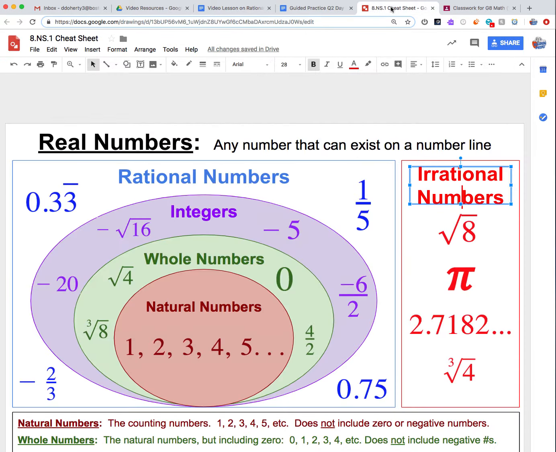We're going to look at that cheat sheet quick. We see that rational numbers include every integer or every whole number or natural number in the world, because we can always quickly make them into a ratio by just putting them over 1.